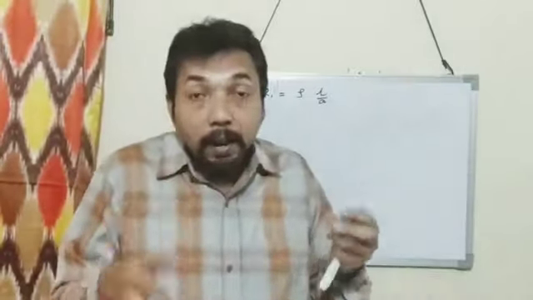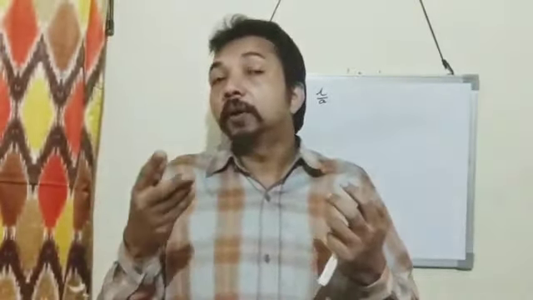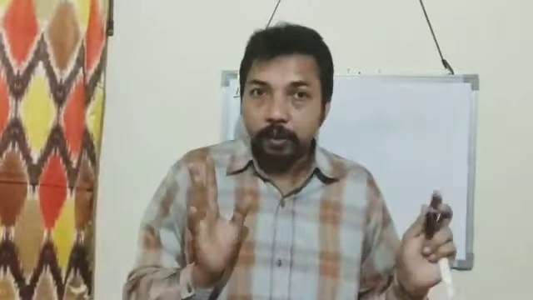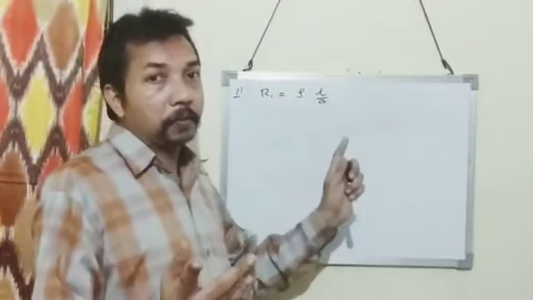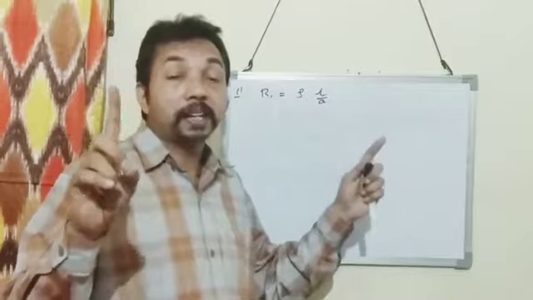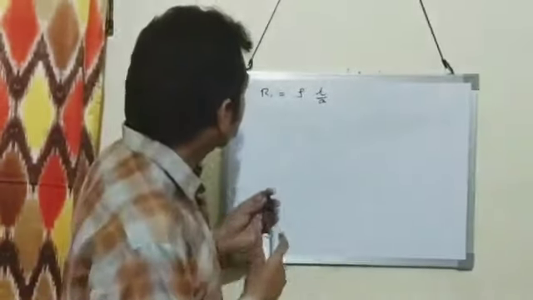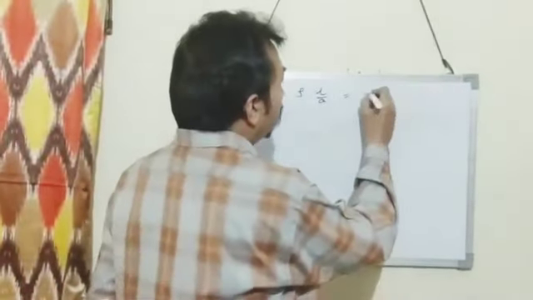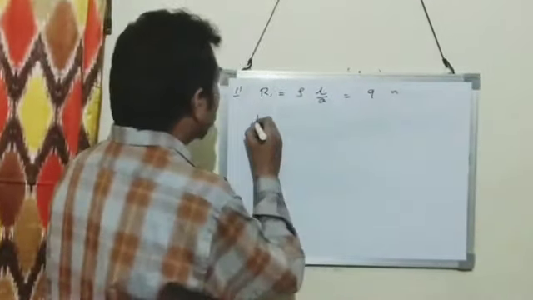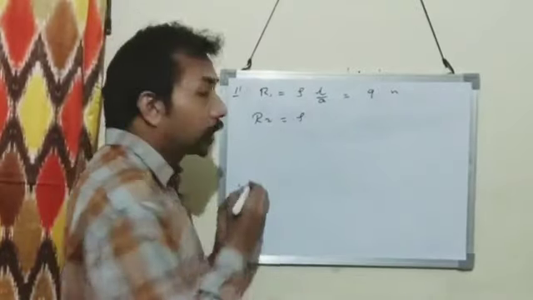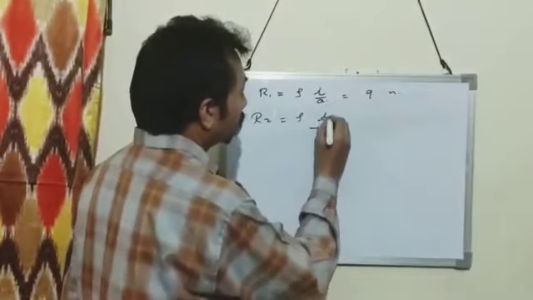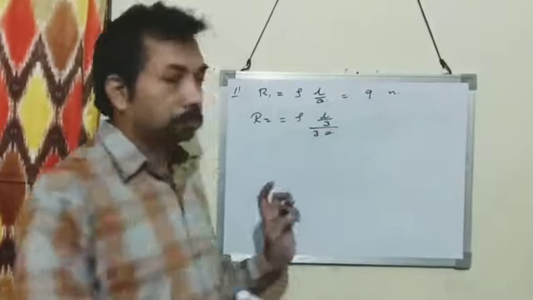If a wire is doubled on itself, the length becomes half and the area of cross section becomes 2 times. Here, tripled on itself, the length becomes 1/3 and the area of cross section becomes 3 times. The initial resistance is given as 9 ohm. Now the next case: the wire is tripled on itself.